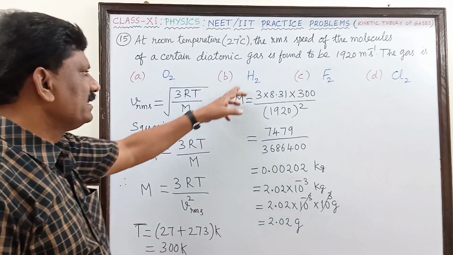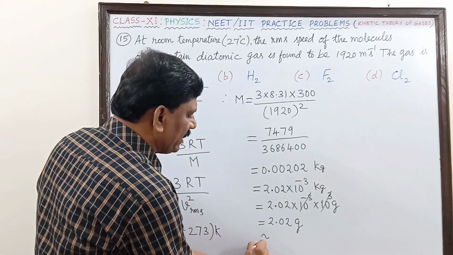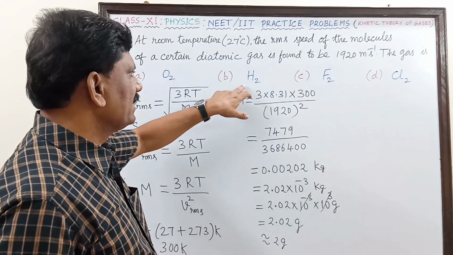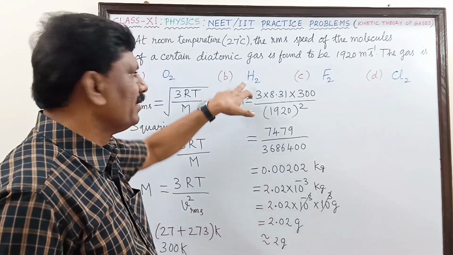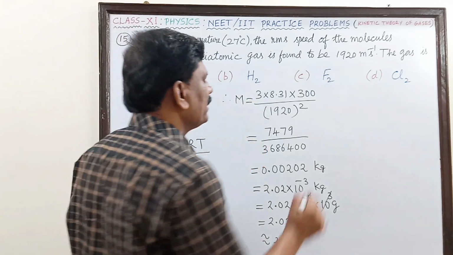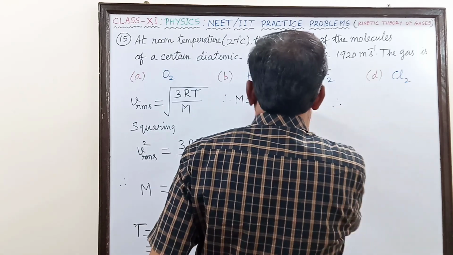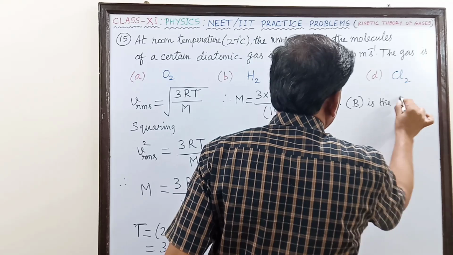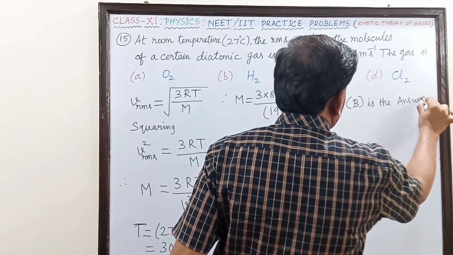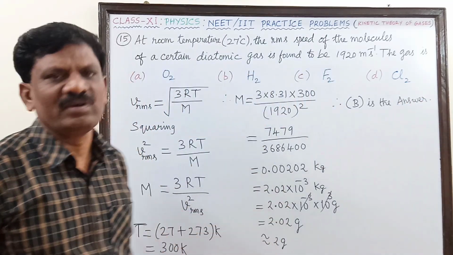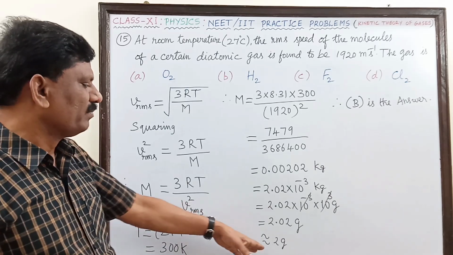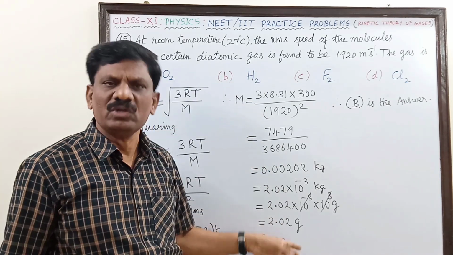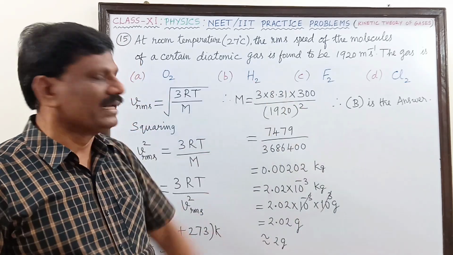So for which gas it is nearly equal to 2 gram? Which gas will have a molar mass equal to 2 gram is only the hydrogen gas. Is it not that? Therefore, option B is the correct answer. So this is one different type of question they have asked. So from this mass we can guess that molar mass of hydrogen only is equal to 2 grams. So option B is the right answer.